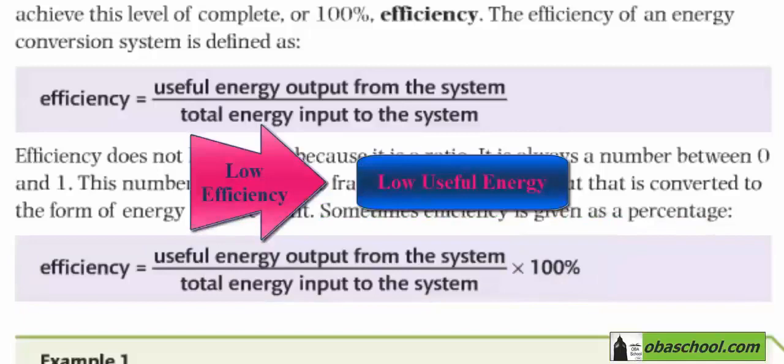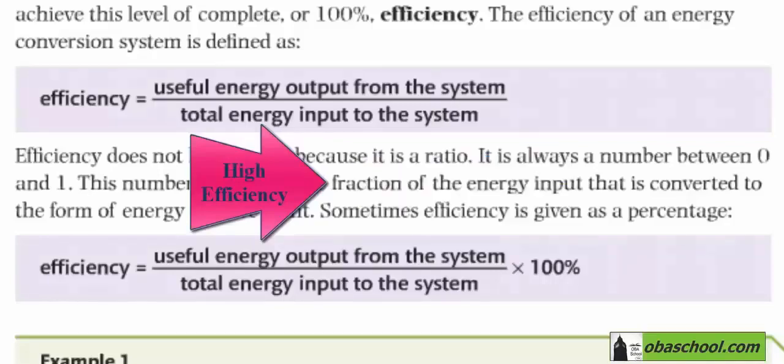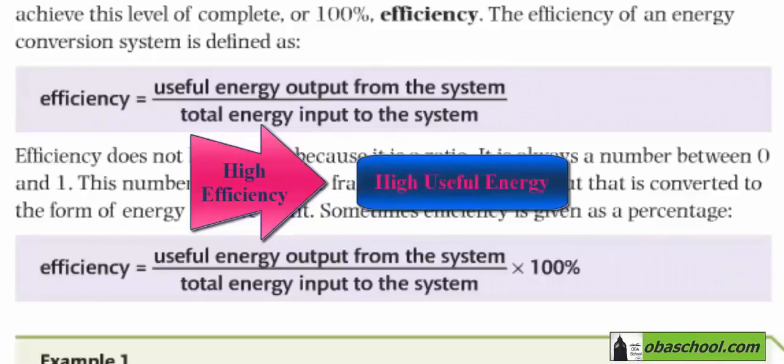To differentiate between appliances, low efficiency means that the appliance has low useful energy, and high efficiency means that the appliance has high useful energy.